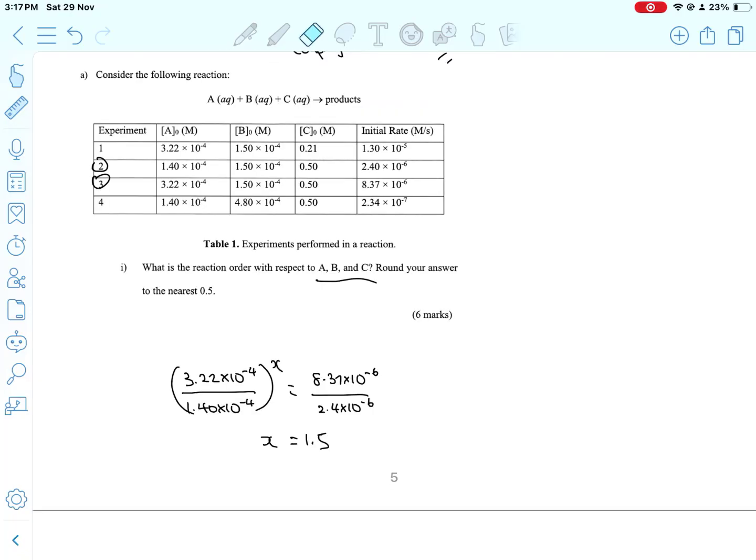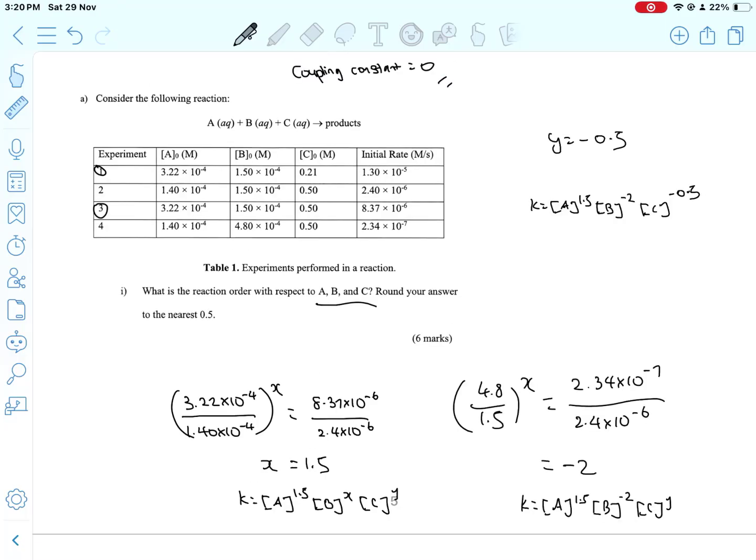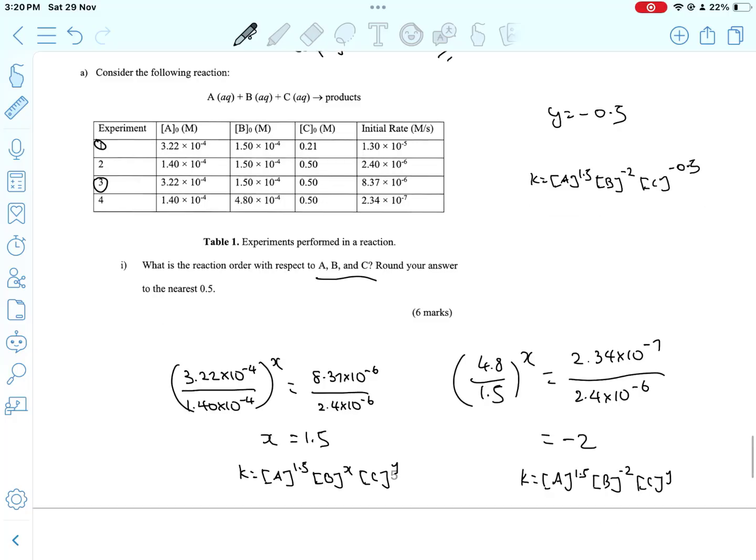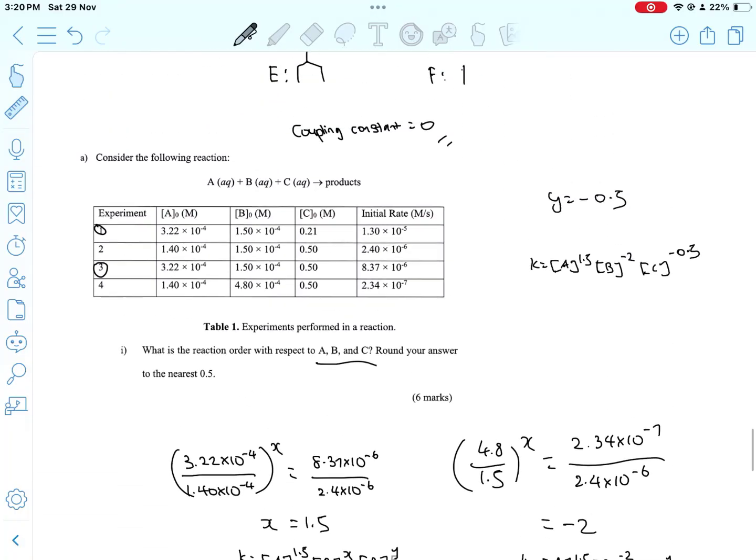Okay, so after you get x equals 1.5, you can write out the rate law for it. I mean, you know A lah, so it's 1.5, then B will be to another coefficient, and then C will be to another coefficient. Okay, anyways. Yeah. Okay, so I'm just gonna skip forward since it's the same method for everything. And yeah, your reaction order for A will be 1.5, for B is -2, and C is -0.5.